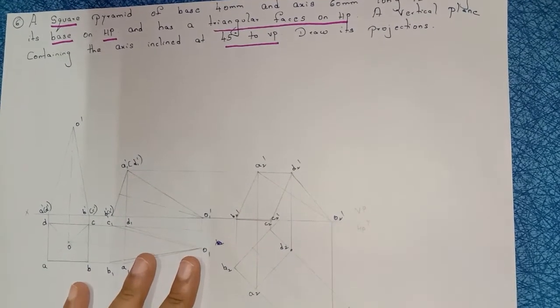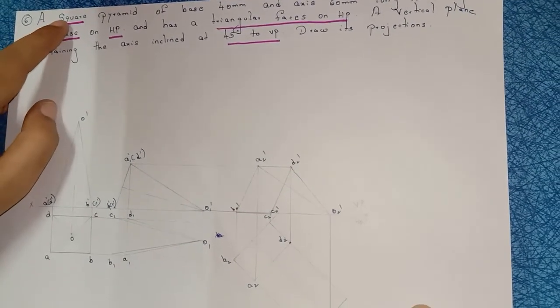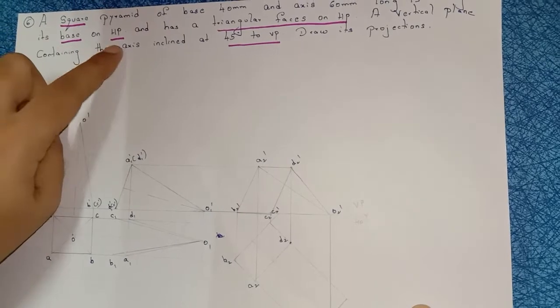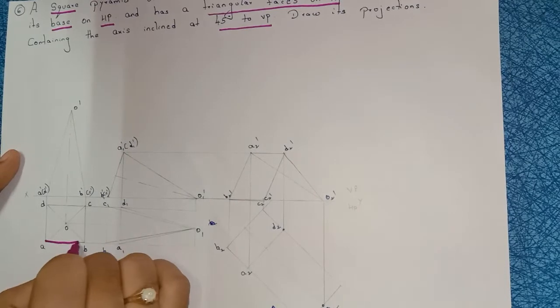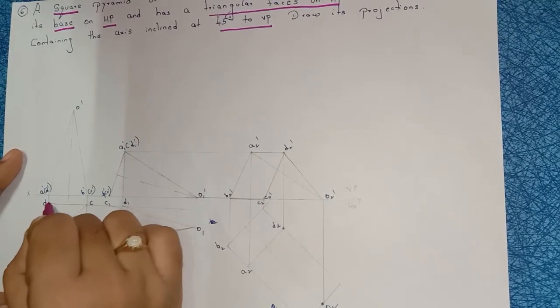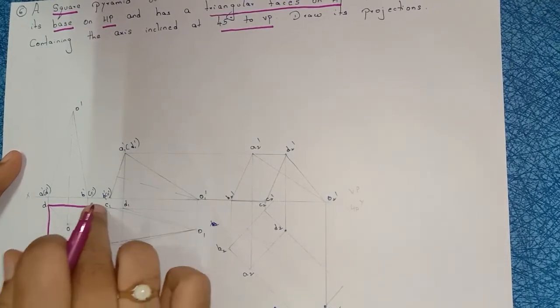Now we will see how to construct. You have to construct the square. The condition is base on HP. Square base on HP. So first construct the square of length 40 mm. Right? Name it as A, B, C, D.